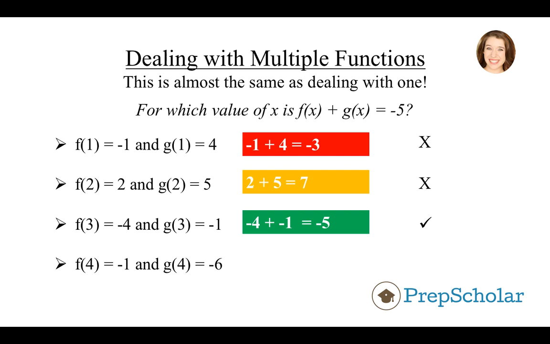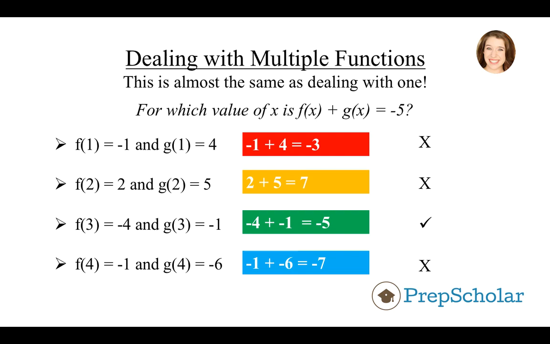But let's just check the last option to be sure. Let's use that value of 4, which would lead us to f of 4 equaling negative 1, g of 4 equaling negative 6, and ultimately, if we added those two together, would give us negative 7, which is not correct. The only value of x that allows f of x plus g of x to equal negative 5 is when x is equal to 3.